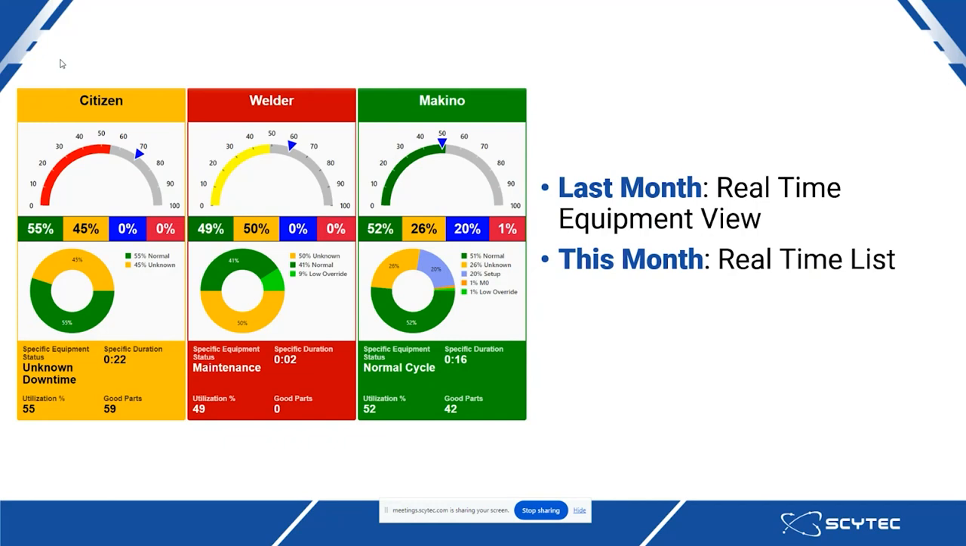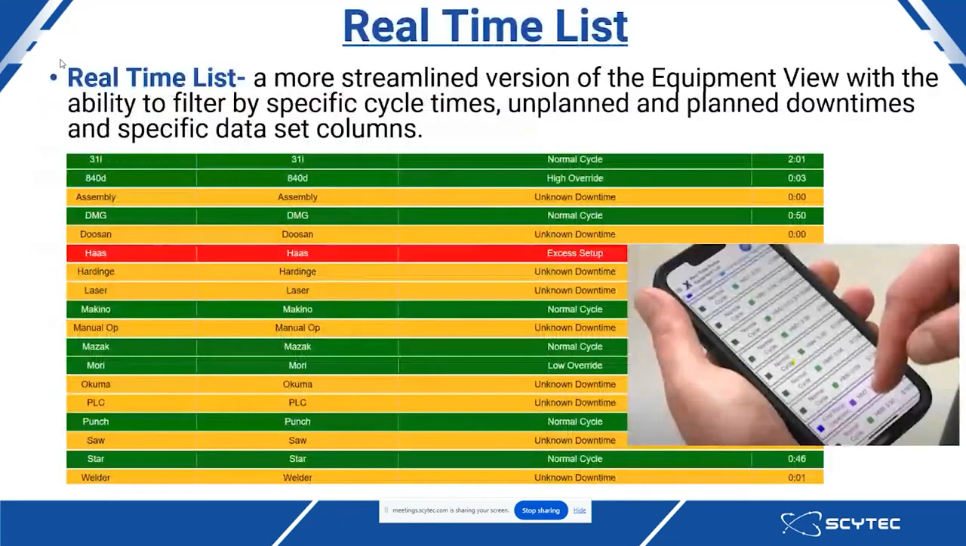Now, this month, we are going to be going over basically a streamlined version of the real-time equipment view, which is a real-time list. This image that you see here in the center is the real-time list, and the real-time list is a more streamlined version of the equipment view with the ability to filter by specific cycle times, unplanned and planned downtimes, and specific data set columns. So you can see here we have a long list of machines, a Fanuc 31i, a Siemens 840D, a DMG, and some other things like that, as well as their accompanying current machine status. We have one that's in normal cycle, a high override, unknown downtime, as well as an excess setup.